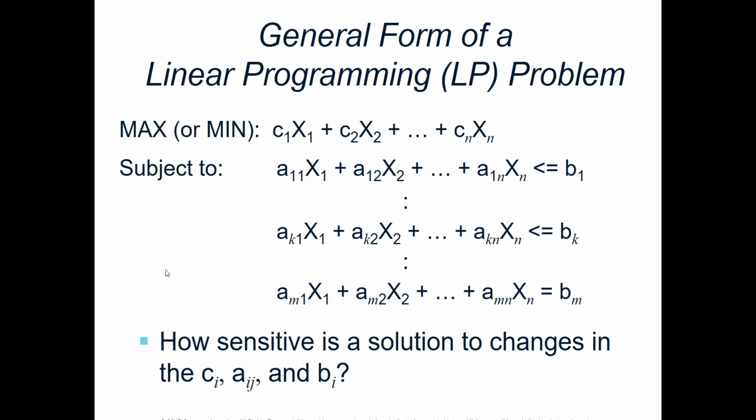So basically in this chapter we are looking for a clue about what's going to happen to the optimal solution when we change any parameters such as c1, c2, or cn, or a11 or a12, or b1, b2. Our focus is finding the effect of changing each of these parameters on the optimal solution.